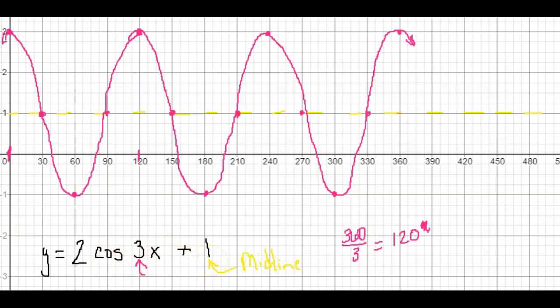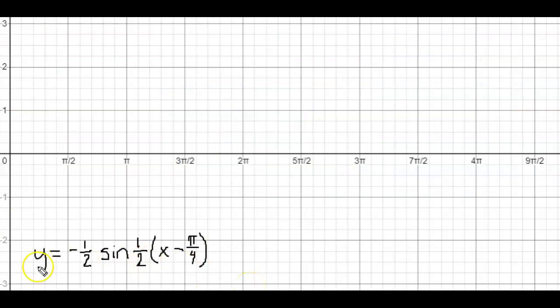Let's look at another example. Now let's look at y equals negative 1/2 sine of (1/2 x minus pi over 4). So first thing I notice is the midline has not been moved. There was nothing added out here, so my midline is still at 0. So I know it's going to be bouncing around the middle here somewhere. So that's my midline. Next thing that I notice is that it is actually negative. So I want to watch out for that. My graph should go down first, then up, because it's been flipped upside down.